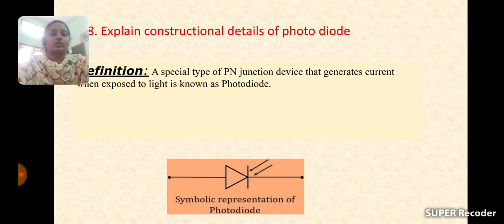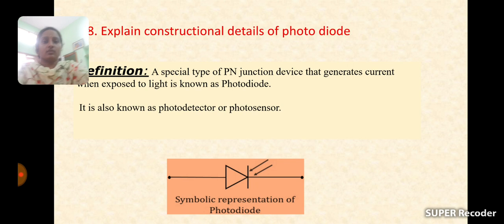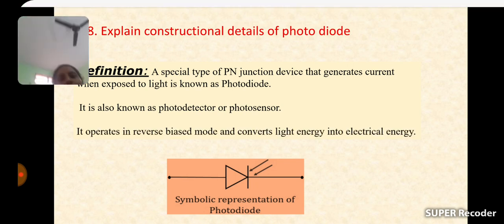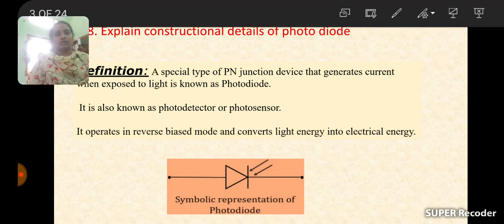Before going to discuss the photodiode, I would like to revise our last class topics. What were our last class topics? In our last class, we discussed UJT as well as the varactor diode. So what is meant by a varactor diode? Already I said that the name itself indicates it: a varactor diode means a variable capacitance diode.